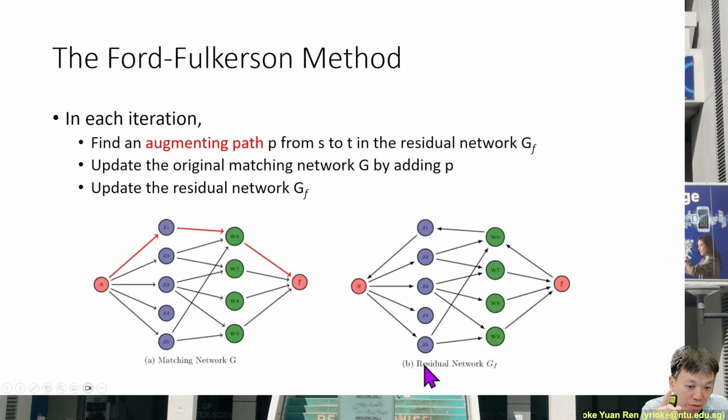You update your residue network. I will just make it in the opposite direction. So this is the update after the first augmenting path is found. Then I update my residue graph. This is the result. Originally, it should be something like this. Now the difference, which I highlight, is that this one is in the opposite direction now.